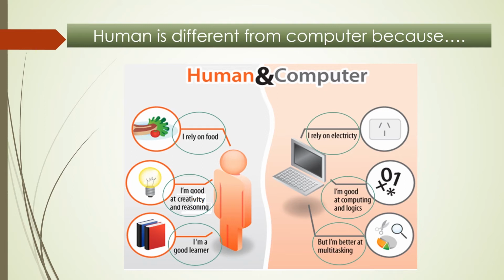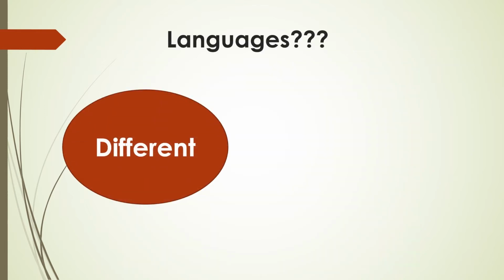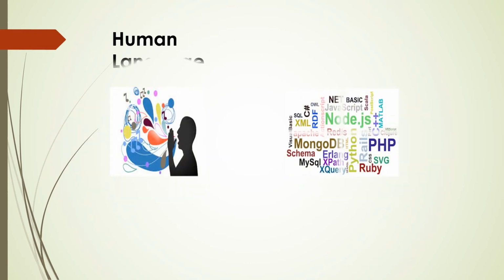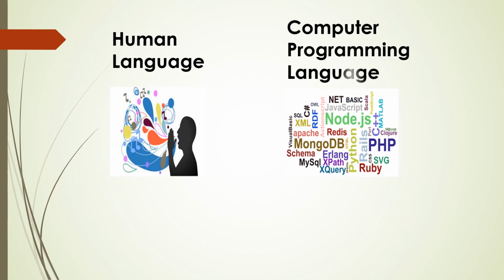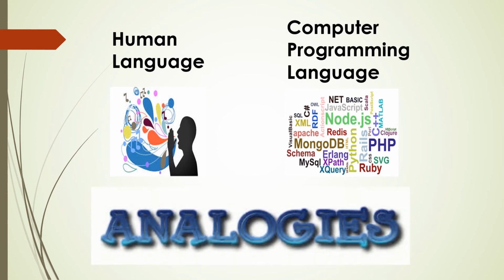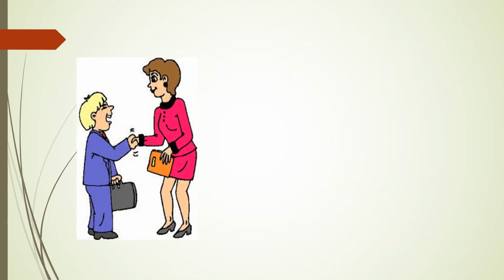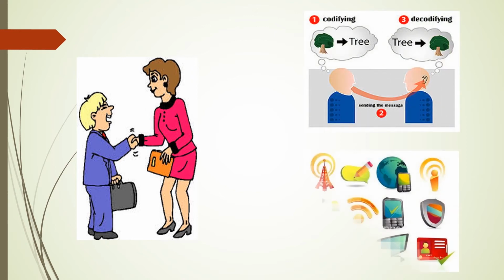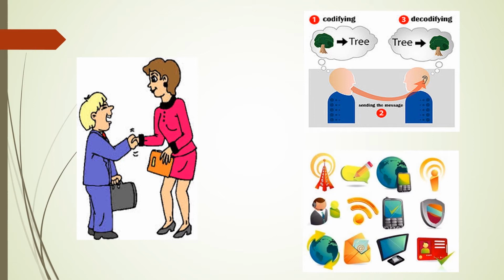What about languages? Are they different or the same? Well, there is a difference between human language and computer programming language. This difference is called an analogy. Languages serve the purpose of acting as a medium of communication, but the means of communication differ in many ways. Let's look into some analogies between human language and computer language.